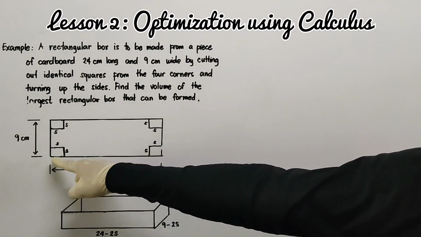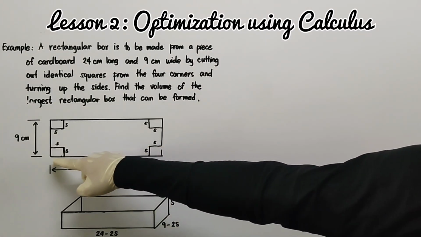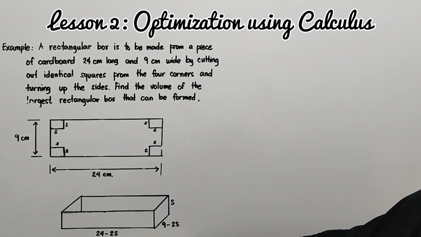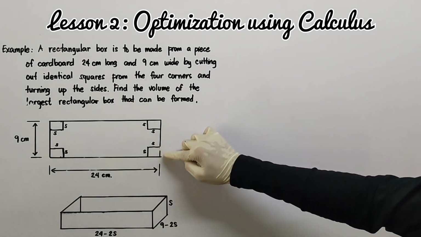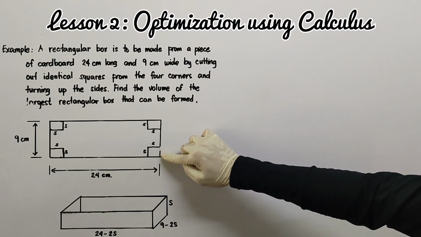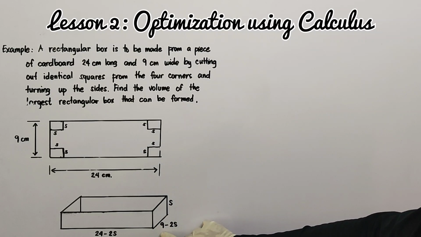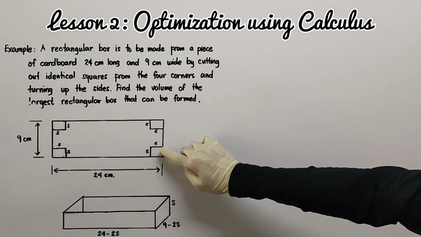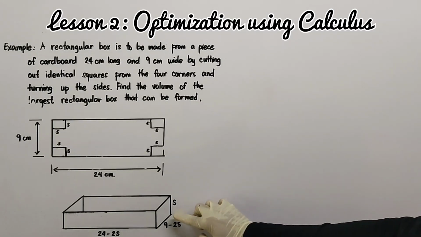By that, our length now, since we cut s units from this side and this side, becomes 24 minus 2s. For the width, since we will cut s units here and s units here, this is now equal to 9, which is the original given, minus 2s. After cutting this square, we will turn up the sides, and this will be the form of the box. The height of the box now is s.